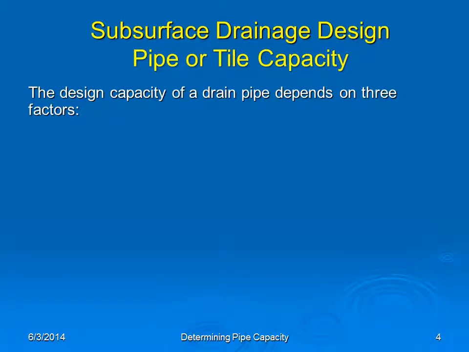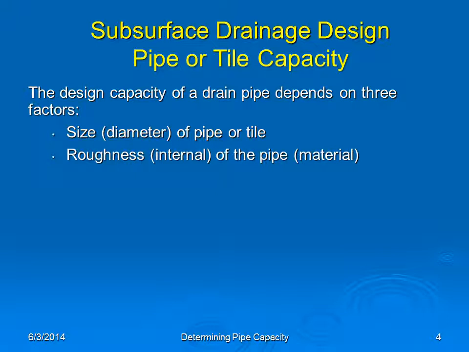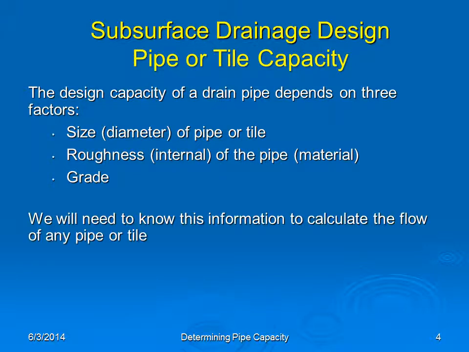The design capacity of a drain pipe depends on 3 factors: the size or diameter of a pipe or tile, the roughness internally of the pipe, which is a reflection of the material it's made of, and the grade of the pipe. We will need to know this information to calculate the flow of any pipe or tile.